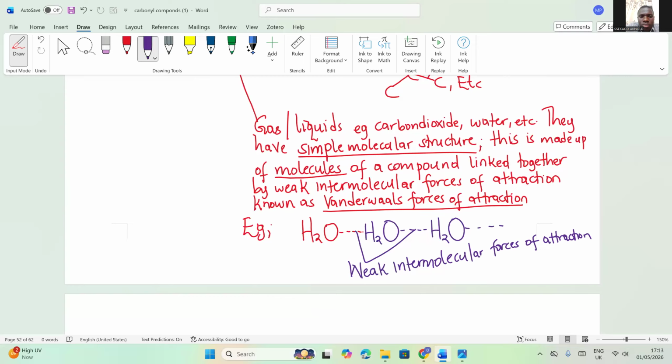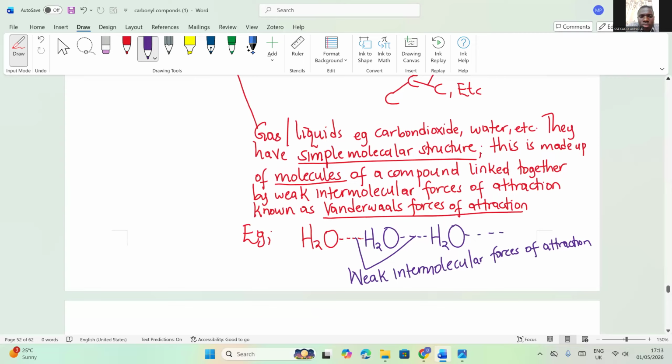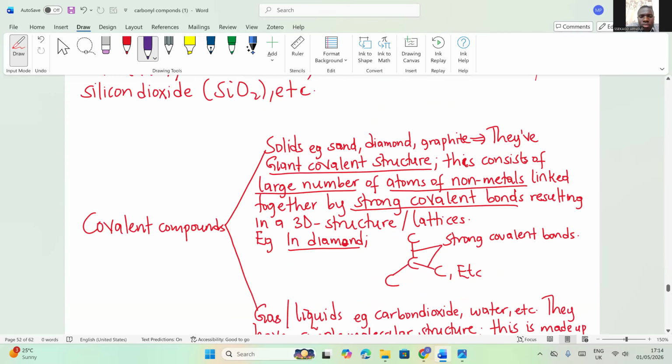So I have explored the two types of structures which can be formed as a result of covalent bonds.